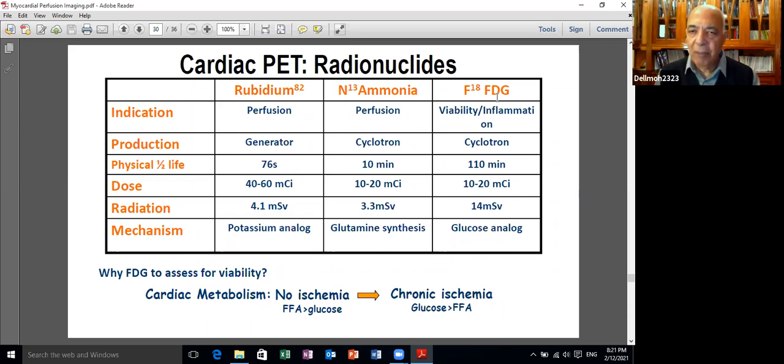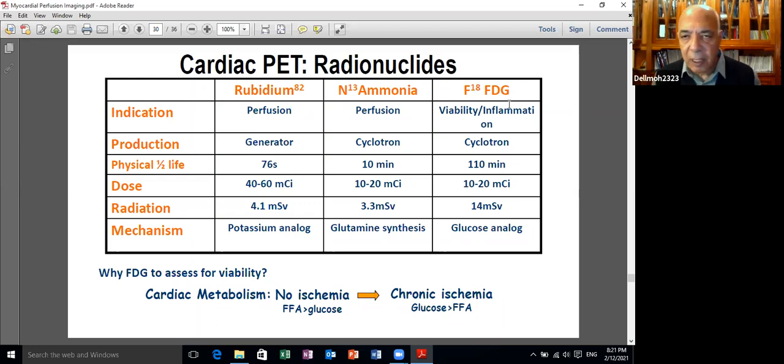So the idea about using fluorodeoxyglucose is that whenever it goes inside the cardiomyocyte, it gets trapped there to be imaged. So it's a glucose analog. It has this very peculiar kinetics, and this allows it to be trapped in the myocardial cells for a long time to be imaged.